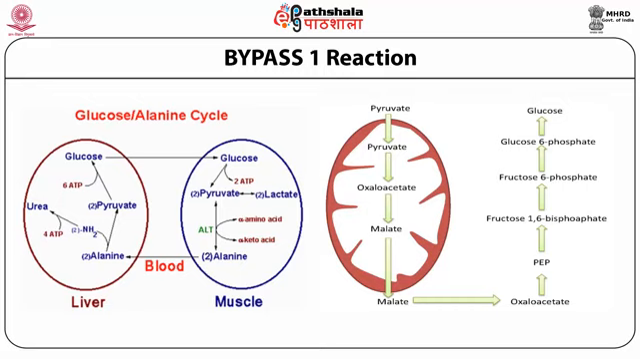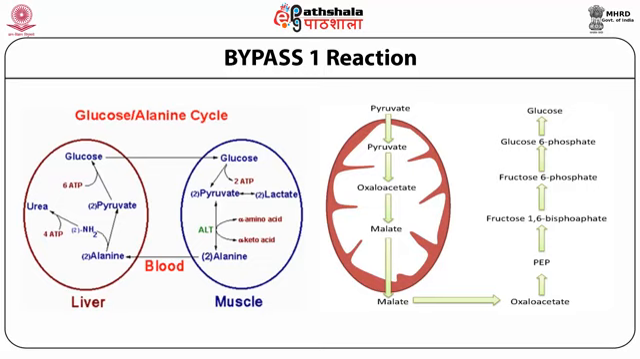If you see in the figure, in the liver cell, alanine is converted into pyruvate and pyruvate is converted into glucose. At the same time, this deamination of alanine results in the formation of urea.